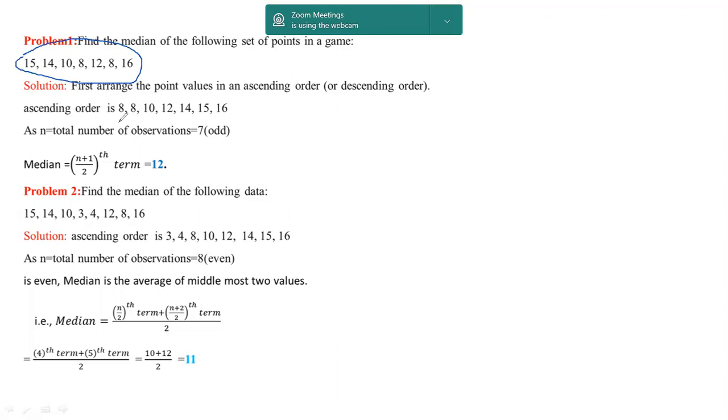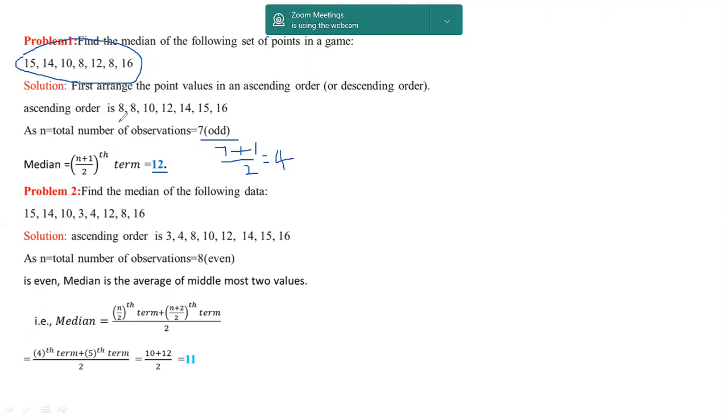Then in the next step, we have to calculate the number of observations. Here the number of observations is 7: 1, 2, 3, 4, 5, 6, 7. So the total number of observations is 7, which is an odd number. When an individual series is provided and the number of observations is odd, the median will be the (n plus 1) by 2 th term. Here n is 7, so 7 plus 1 is 8, 8 by 2 equals 4.